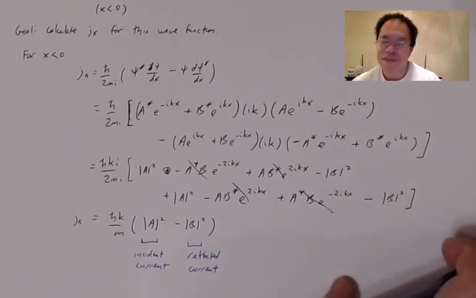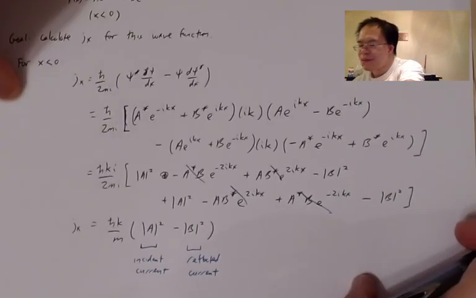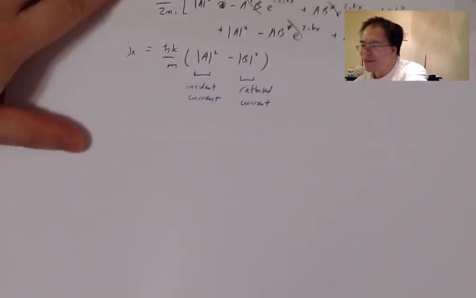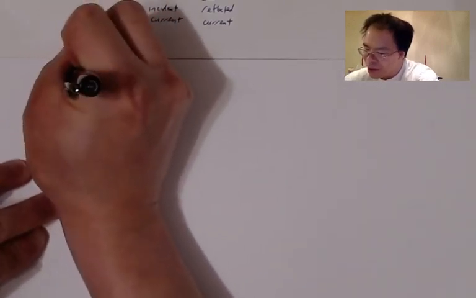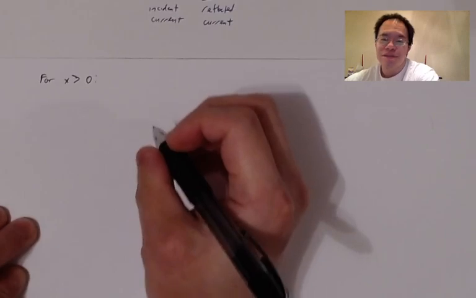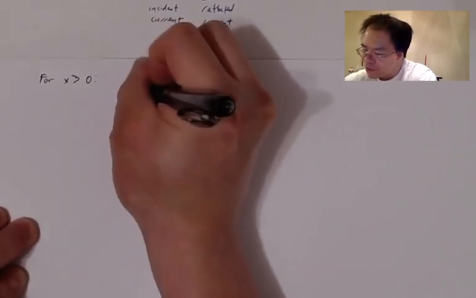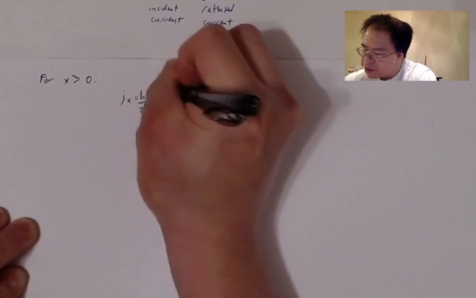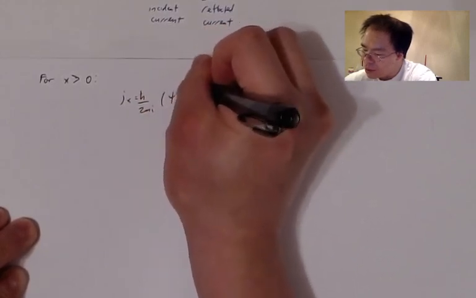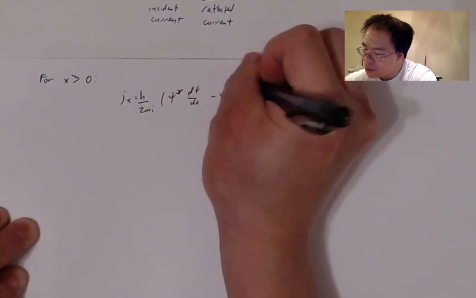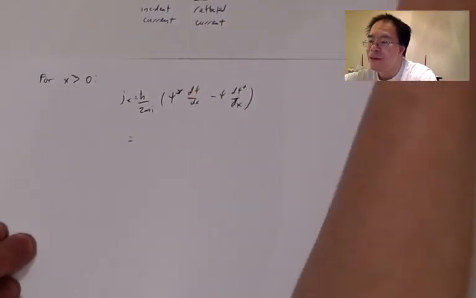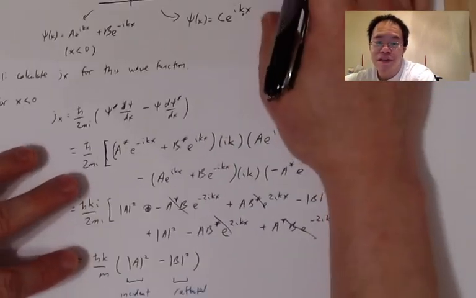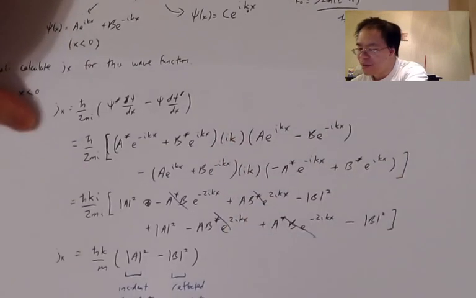So we now just have to do this for the other case, so for x greater than 0. Fortunately, the algebra is not as messy. For x greater than 0, I do the same thing, but now I just have d psi dx minus psi d psi star dx. Right, so now I just have my c e to the i k naught x to deal with.